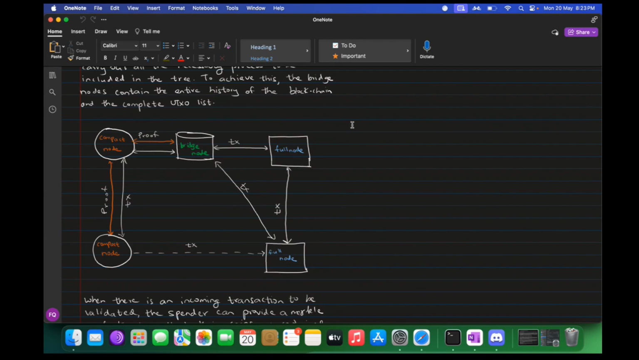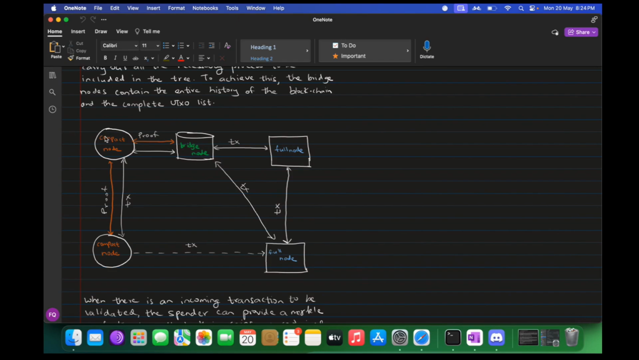Now what's the basic difference between these three types of nodes? A full node, as we know, can be a pruned node and can be an archival node, right? A full node can either store the entire blockchain history from the genesis block, or it can store some part of the blockchain, or it cannot store the blockchain at all. It just needs to have the chain state, the latest UTXO set, for it to be referred to as a full node.